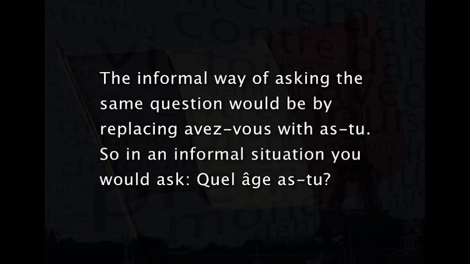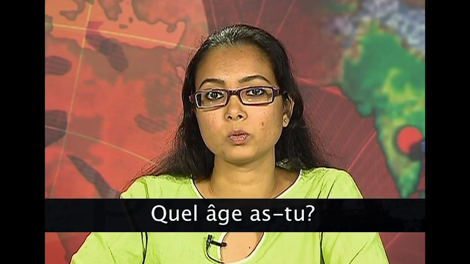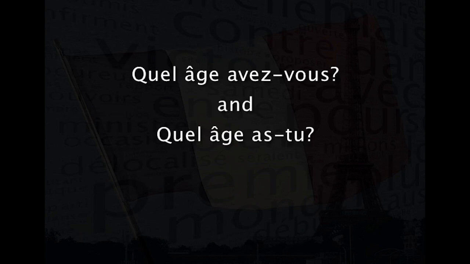The informal way of asking the same question would be by replacing avez-vous with as-tu. So in an informal situation you would ask quel âge as-tu? Let us see the written form of this question. Quel âge as-tu? Let us now compare the formal and informal ways of inquiring someone's age. Quel âge avez-vous? And quel âge as-tu?